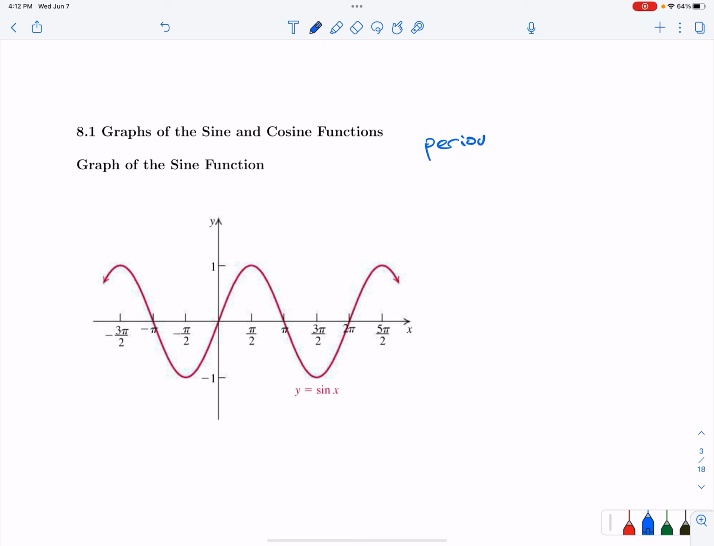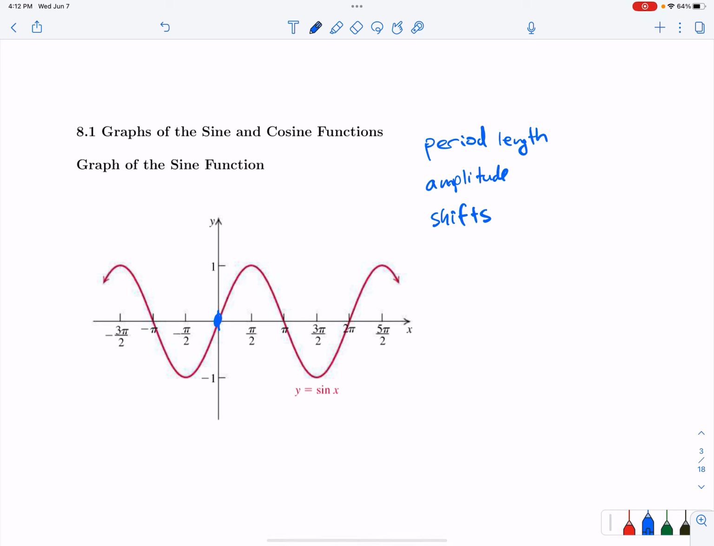For both sine and cosine, we talk about the period length, the amplitude, and then we'll go over any shifts, but we'll talk about that later when we look at some actual examples. So the period length for a sine graph is the length that it takes for the curve to start repeating itself.